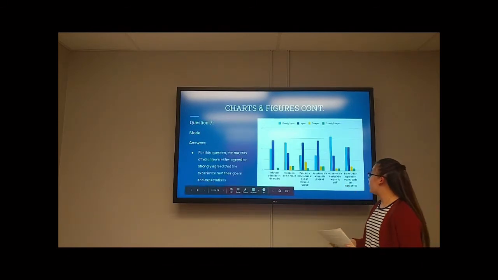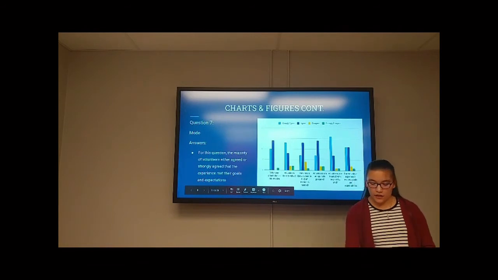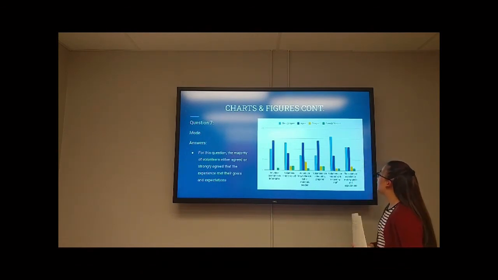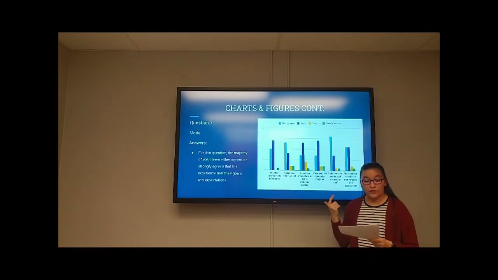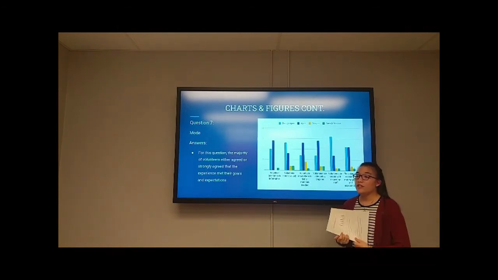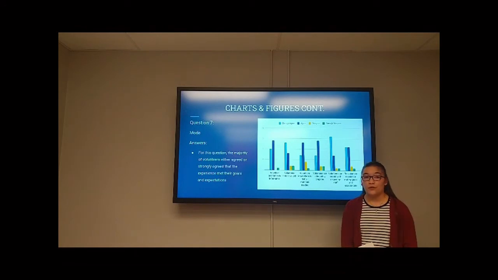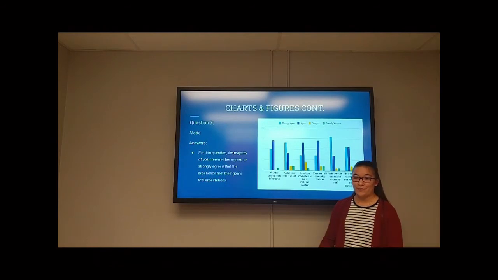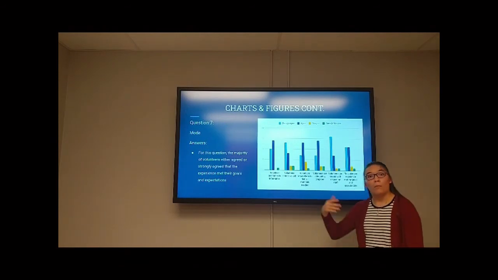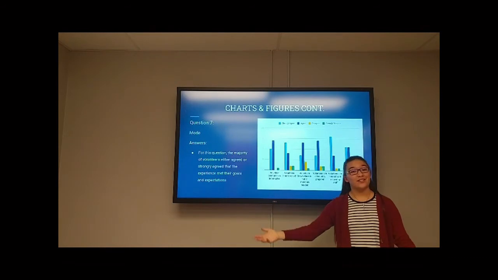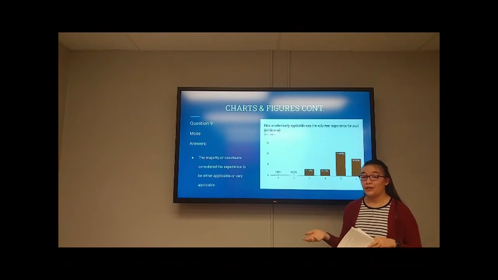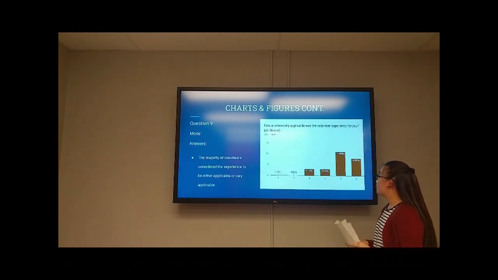So for question number seven, the volunteers were asked whether or not the volunteer experience met their goals and expectations. For this question, the answer of strongly agree or just agree was tied at 11 individuals answering those questions. Therefore, it can be inferred that the volunteer experience did meet their goals and expectations.